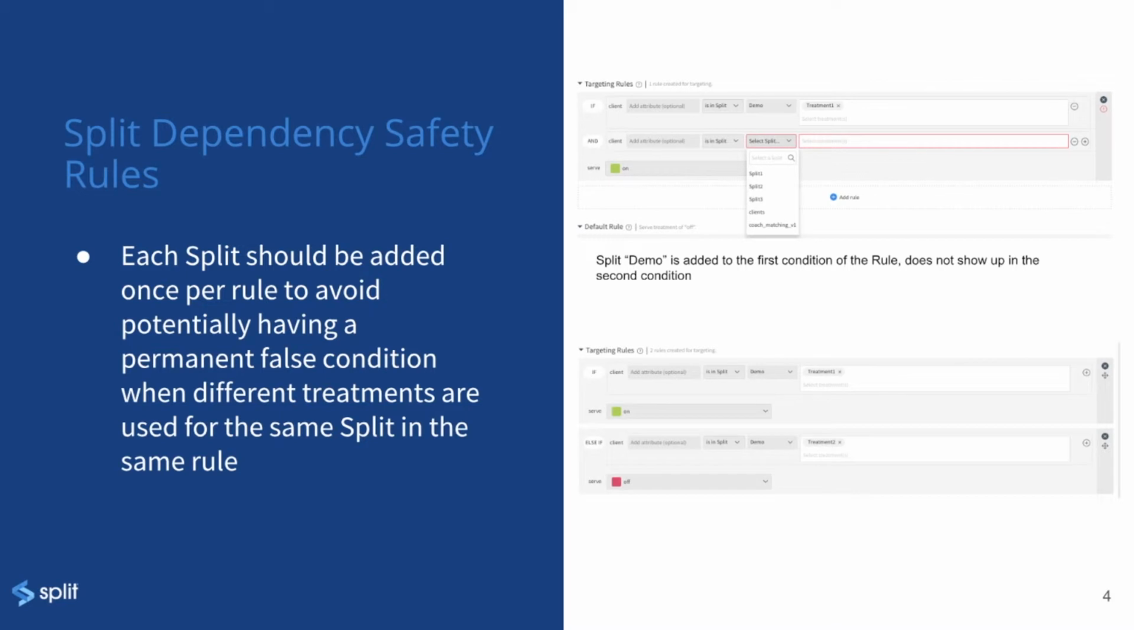Now, the correct way, if I need to use the same split again, is to create another targeting rule. This way, I can have separate rules. Each rule can use the same split, since I can decide on a different treatment based on the rule. So I can have a different treatment for each rule.